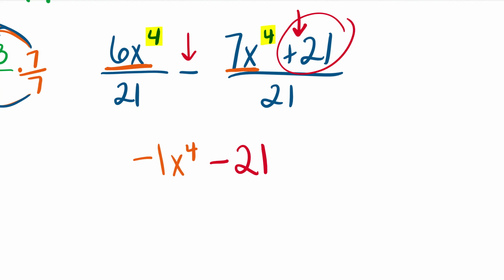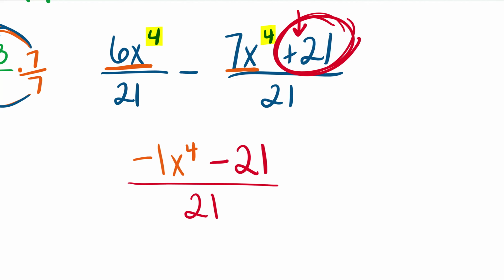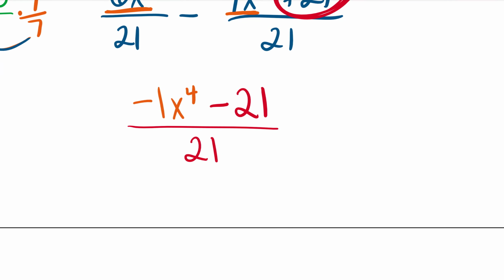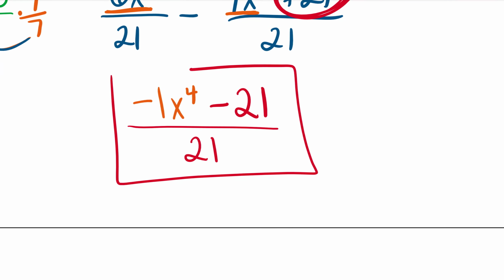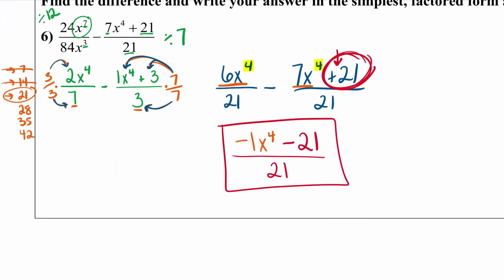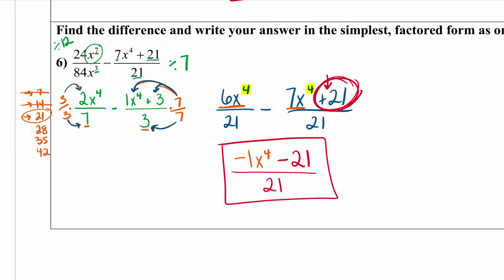So I have 6x to the 4th minus 7x to the 4th is negative 1x to the 4th. Then I have minus 21 is minus 21, because I have no other numbers, I cannot put it together with anything. There isn't anything to put it with. Okay, so that's the top. The bottom is the same number, 21. And that is it. I cannot reduce anything else. That's my answer.